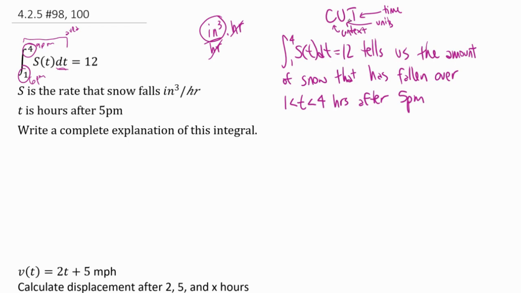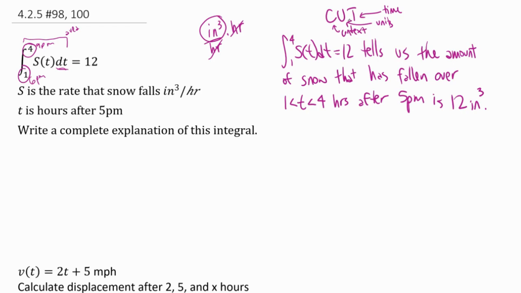So the amount of snow that has fallen over 1 to 4 hours after 5 p.m. And then what are my units? In inches cubed. I can actually be more specific, is 12, because we're told that the integral equals 12. So is 12 inches cubed. So I've included all parts of the problem, so double check when you're writing explanations.